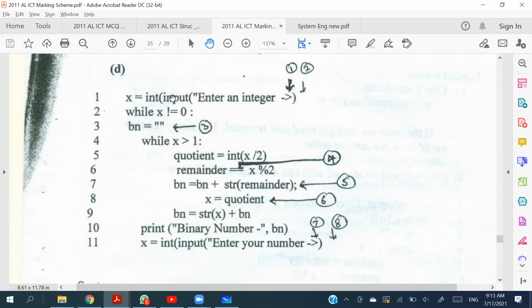In the first input statement, they are missing a double quote at the end, right? And again, they are missing another bracket.